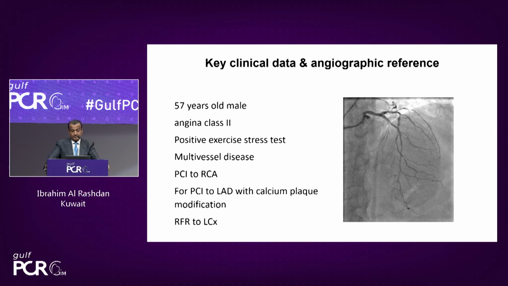I will not go through the entire pullback, as the colleagues will discuss that OCT once they go live. So in summary, this is a 57-year-old male. He has CCS class 2 angina, positive stress test, multi-vessel disease. PCI to the RCA was done. For PCI of the LAD with calcium plaque modification, the plan is to also do functional evaluation of the left circumflex. And I'll leave this slide on for the viewing while we discuss the cases.